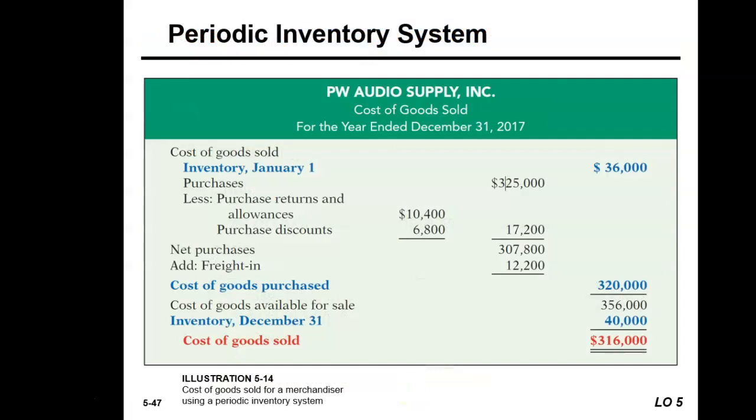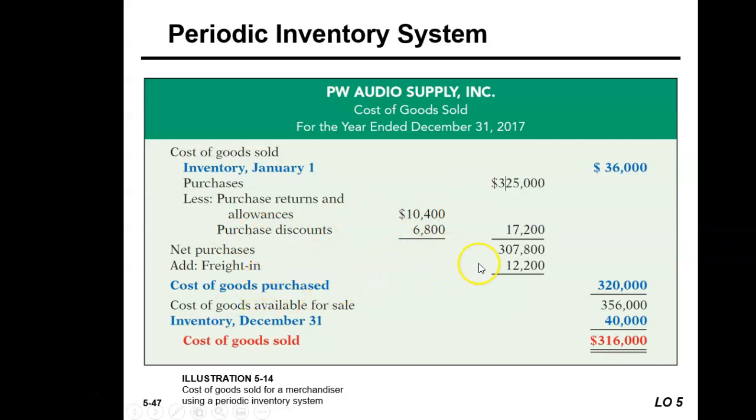Okay? So for example, if our beginning inventory was $36,000, then during the accounting period, we had a purchase of $325,000, but then we had returns of $10,400 and a discount of $6,800. You're going to subtract any returns, allowances, and discounts from your purchases to calculate your net purchases.